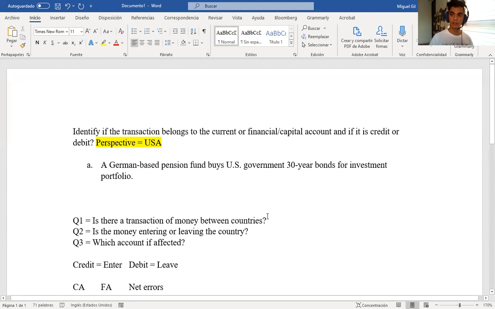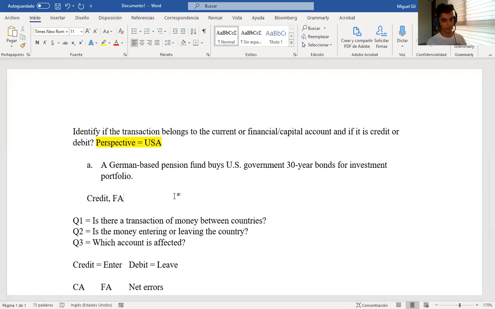So question number one, is there a transaction of money between countries? Yes, because Germany is sending money to the US to buy bonds, okay? So this is yes. Second, is the money entering or leaving the country? Which country? The US. Is the money entering the US? Yes, that means credit, right? And which account does it affect? Which account is affected with this transaction? The financial account, right? So you only write FA, financial account.